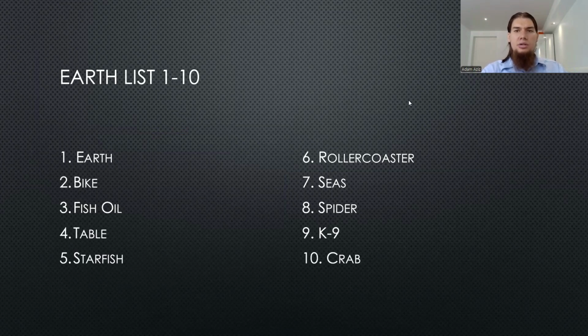6 is roller coaster because of the theme park Six Flags. 7 is seas because of the phrase sailed the 7 seas. 8 is spider because spiders have 8 legs. 9 is canine because there's a 9 in it. Number 10 is crab because a crab has 10 legs.